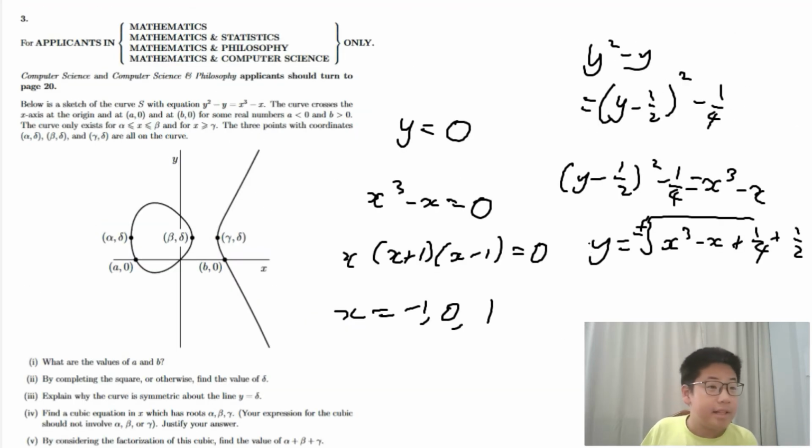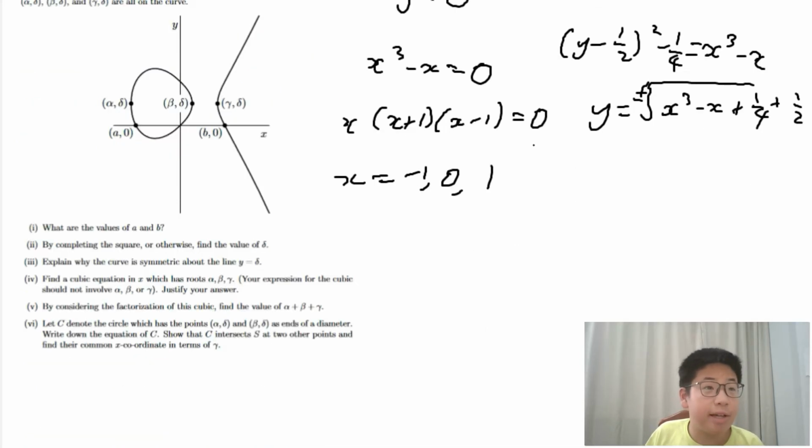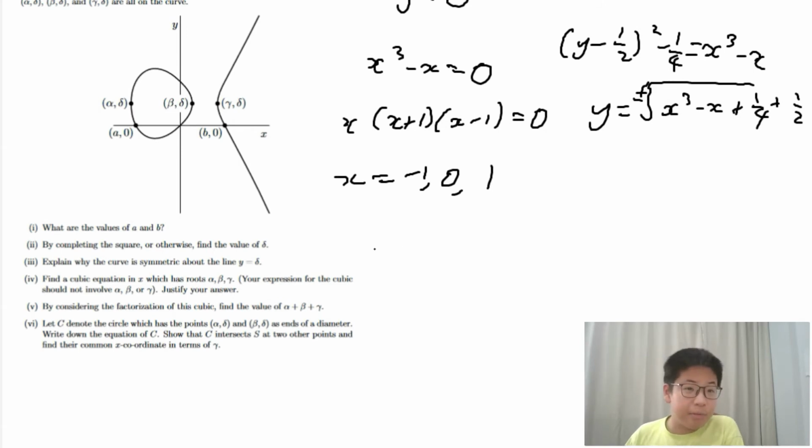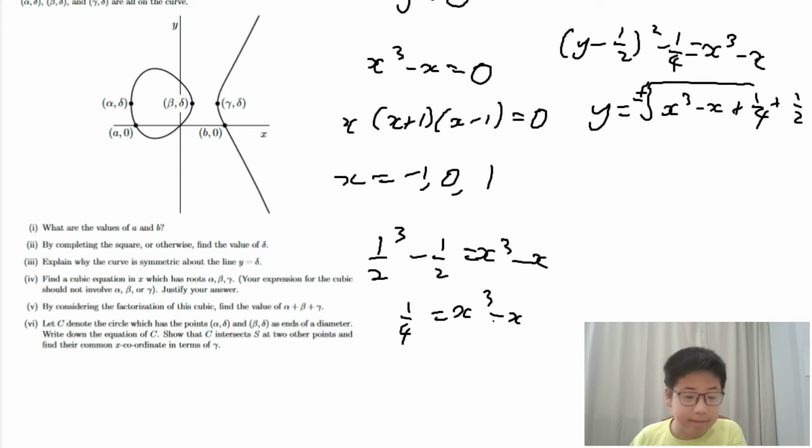Find a cubic equation in x which has roots alpha, beta, gamma. So set y equals a half. Half cubed minus half equals x cubed minus x. This means that this bit is actually a quarter, so a quarter equals x cubed minus x. And so x cubed minus x plus a quarter equals 0. Oh, I forgot a minus sign actually, and this should be a square.